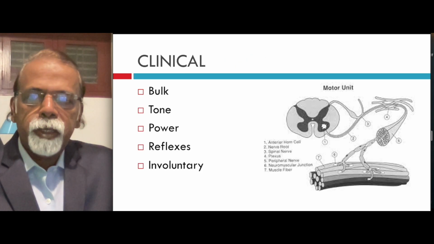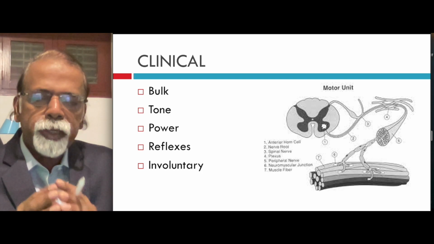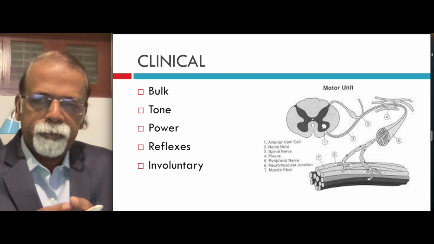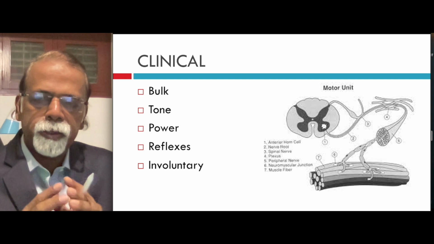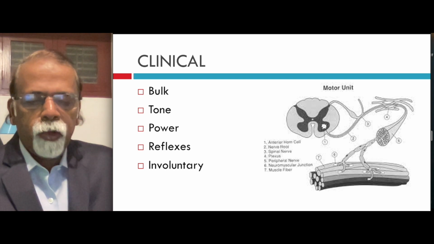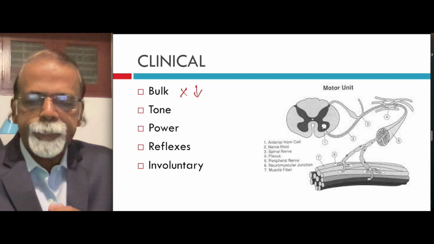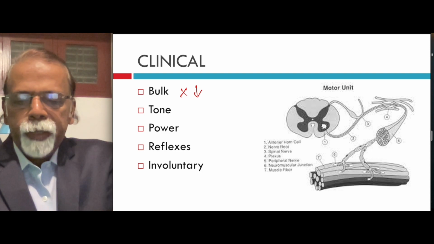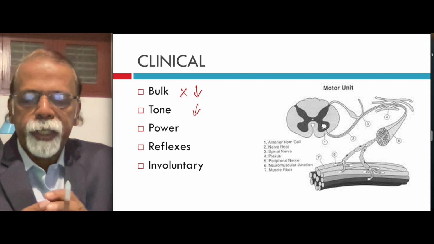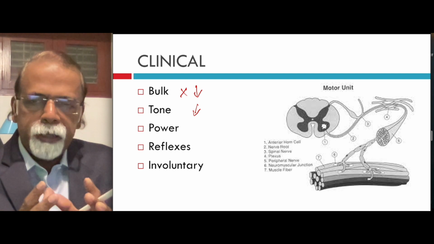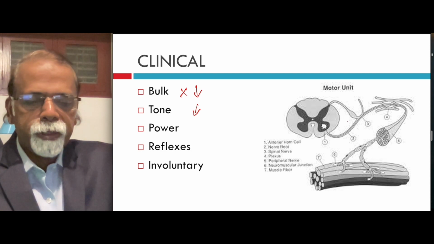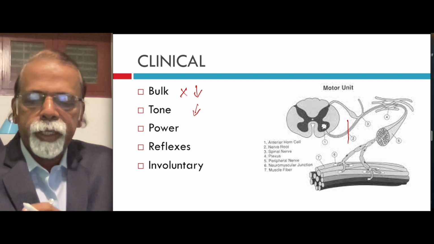So let us look into the clinical features. Neurons give some trophic factors to the muscles, which is required for the maintenance of the bulk of the muscle. So in a lower motor neuron lesion, or when the nerve is damaged, the bulk is decreased. So the muscle gets what is called wasted. Then I already mentioned that the tone is maintained by the muscle spindles. When the nerve is damaged, you will get a decrease in the tone.